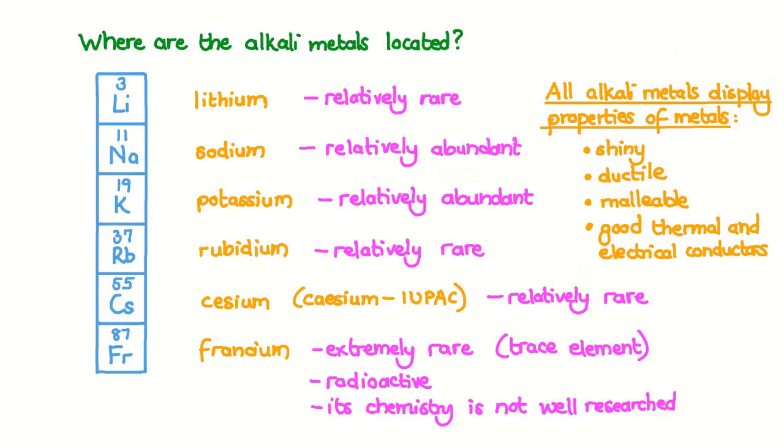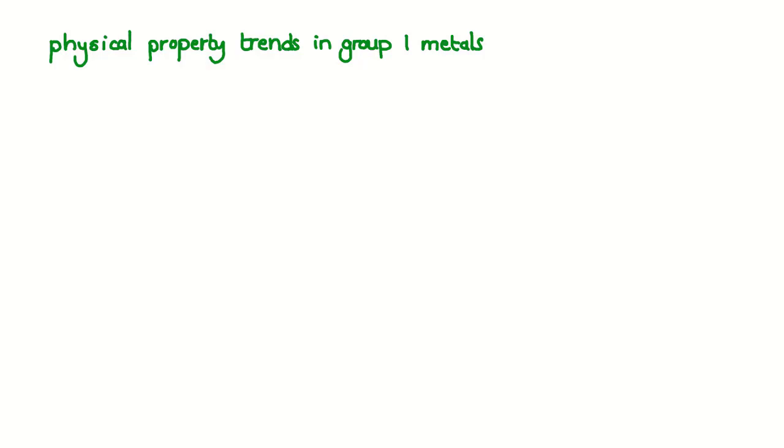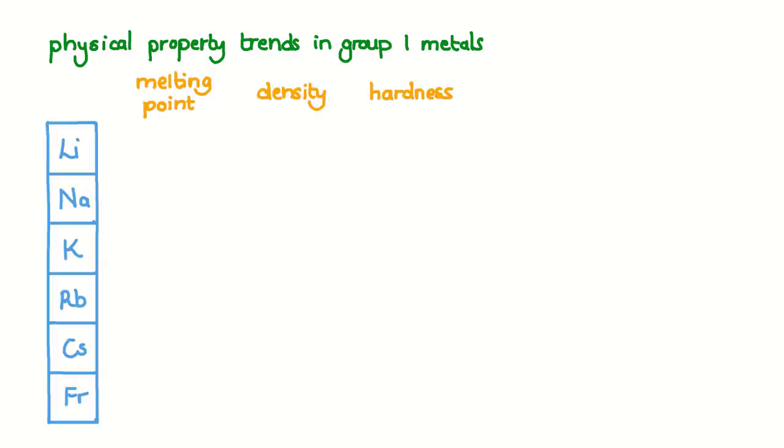Now that we know where the alkali metals are located on the periodic table, what their names and symbols are, and a little bit about them, let's discuss the trends in this group. Specifically, let's have a look at some of the physical property trends in the group 1 metals. A trend is a general pattern which is noticeable in the properties or behavior in a group or period of elements. Now let's discuss melting point, density and hardness trends.